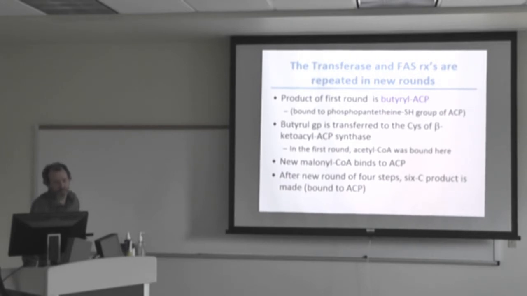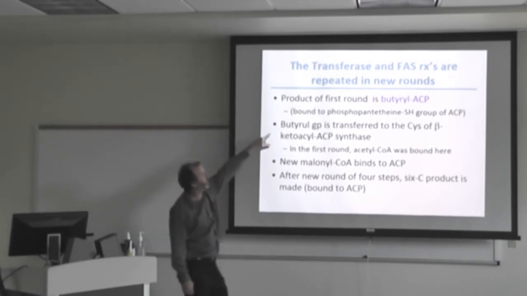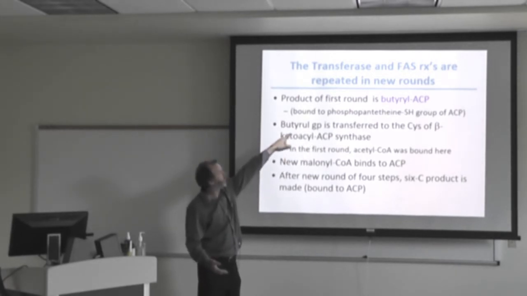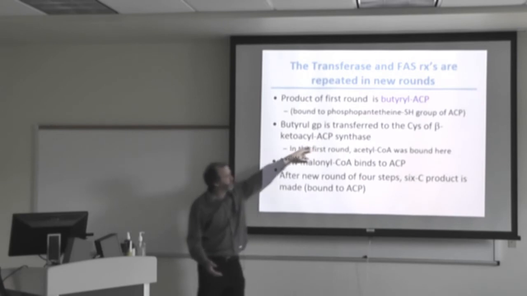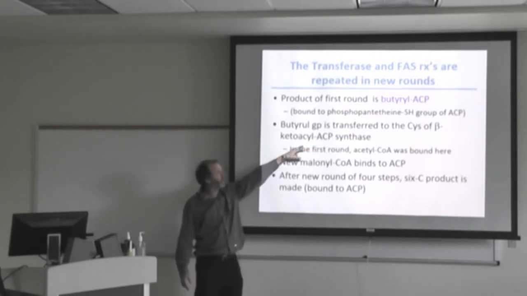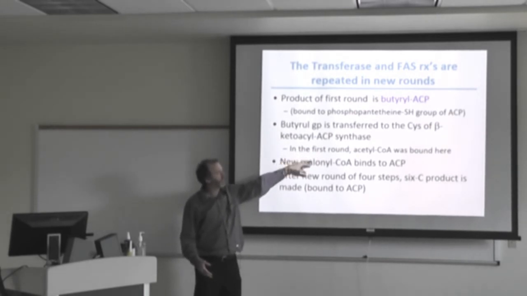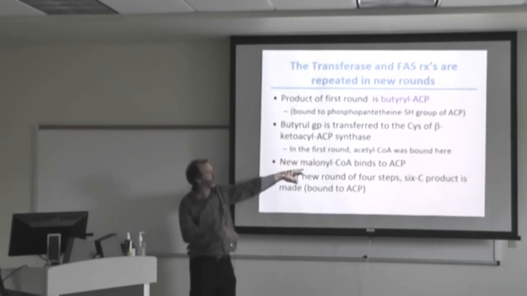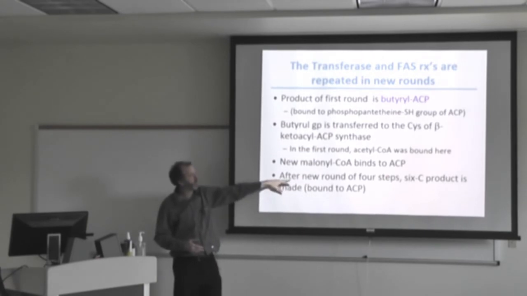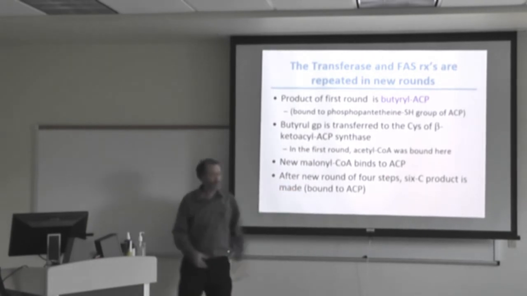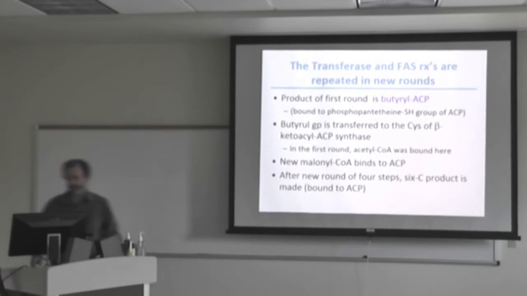So the transferase and fatty acid synthase reactions are repeated in new rounds. Product of the first round is the butyryl ACP bound to the phosphopantetheine group on the ACP. The butyryl group is then transferred to the cysteine of the beta-keto-acyl ACP synthase. In the first round, acetyl-CoA was bound there. The new malonyl-CoA binds the ACP, and after the new round, a 4-step 6-carbon product is made bound to the ACP.